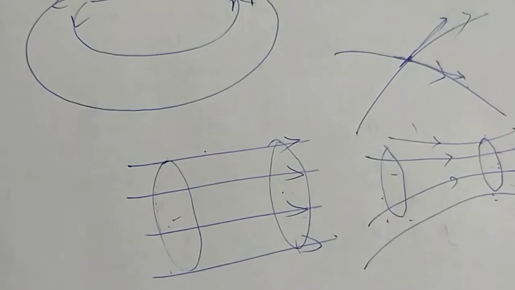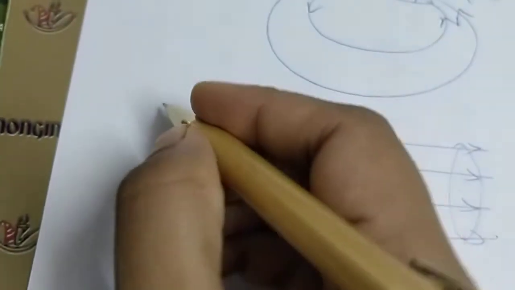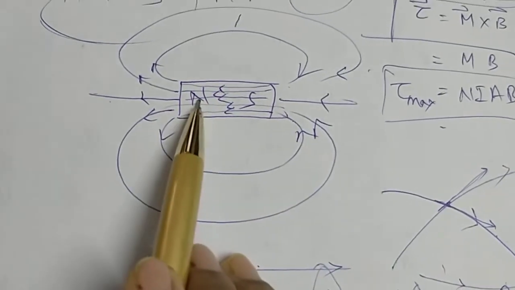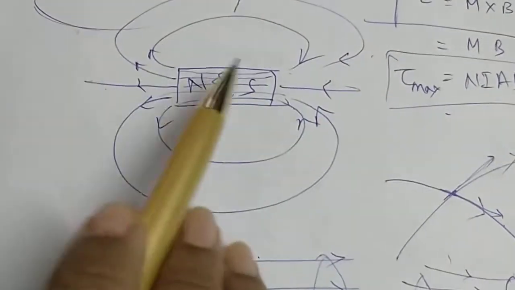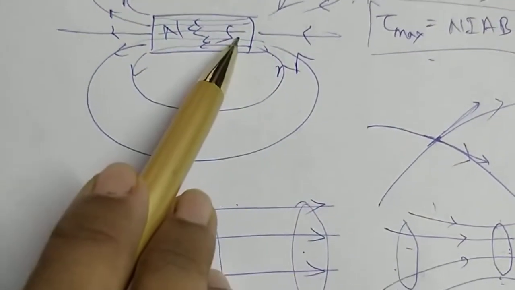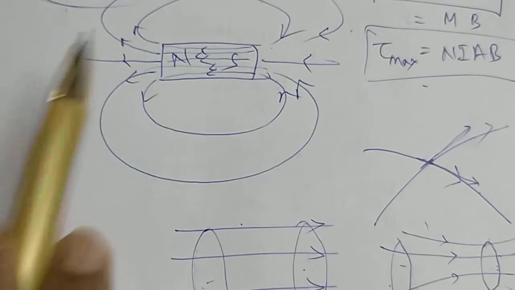Now if you have a bar magnet, children, just now I have drawn this for a bar magnet. This is the north pole, this is the south pole. So magnetic field lines are like this. Outside it is from north to south direction. Inside the magnetic field is from south to north direction.